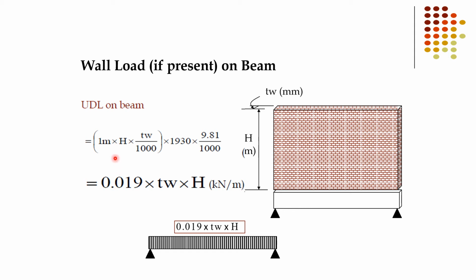Okay, so after simplification, this value will come 0.019 multiplied by TW, the thickness of the wall, multiplied by the height of the wall, and you will directly get the UDL for any beam supported by the wall. It means any wall supported by the beams.